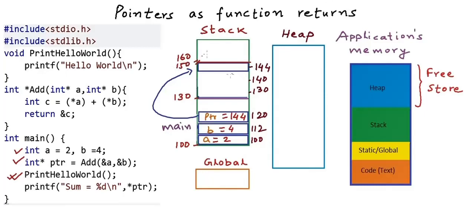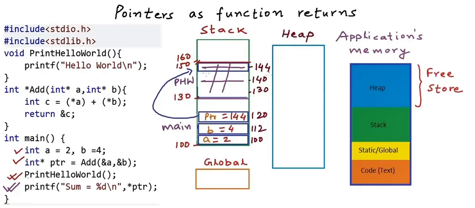There is no local variable in the print hello world function, but still function call execution involves storage of some information. So now this section from 130 to 150 is for print hello world. I'll write phw as shortcut for print hello world, and it has been overwritten. So this block at 144 no more stores the value 6. So when we come to this print statement to print the value at this particular address, we get some garbage value.